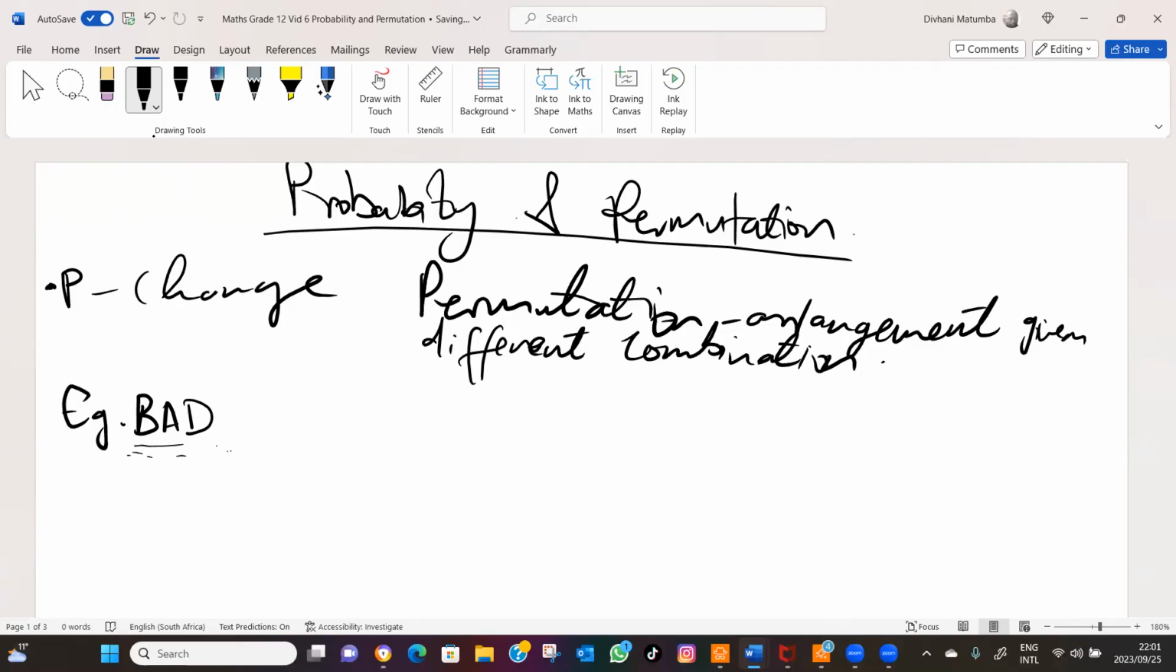The number of combinations, or the number of permutations, that we can have is 3 factorial, which is 6. I'm not going to go through how each and every formula was derived, I'm just going to summarize. So the number of combinations that we're going to get is 6.